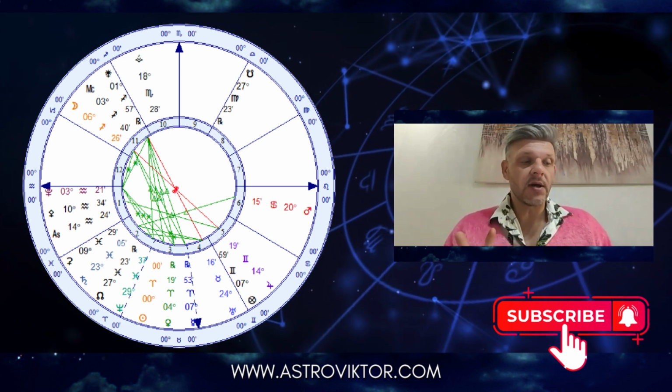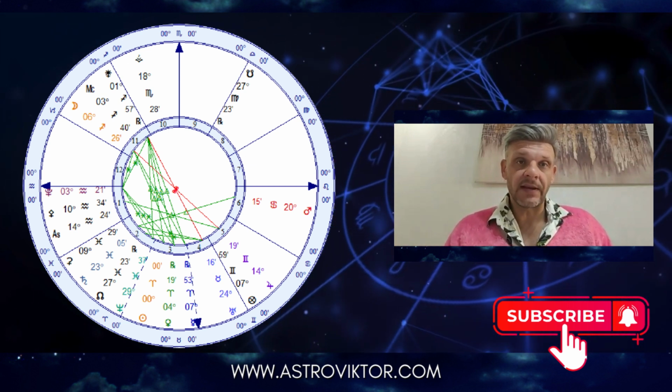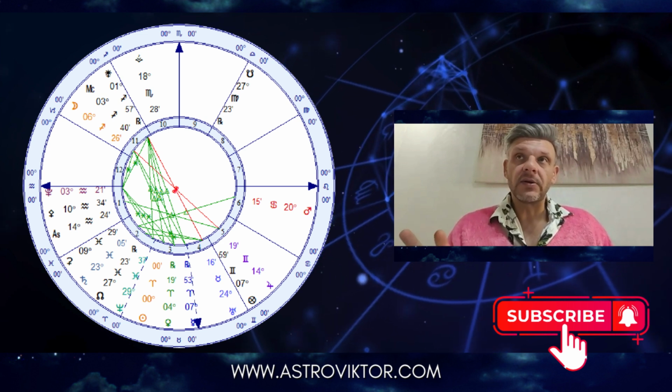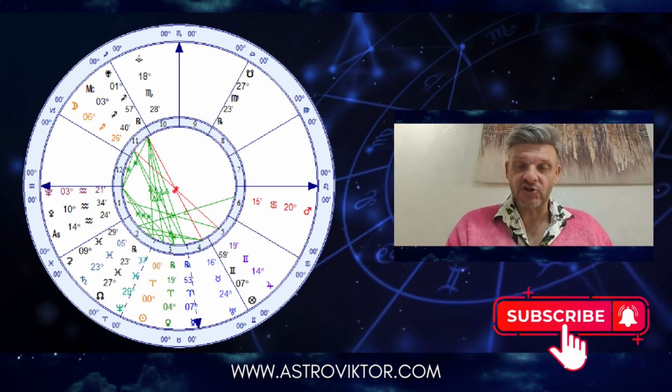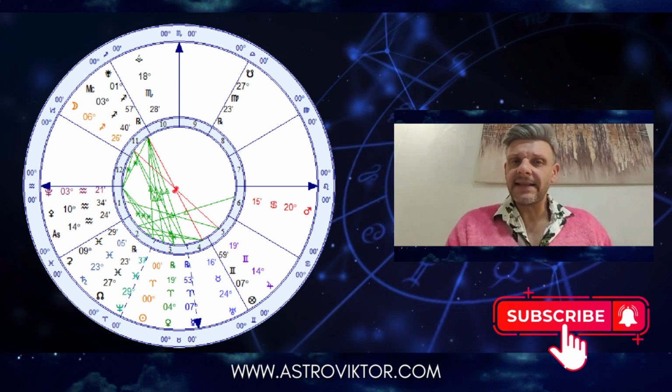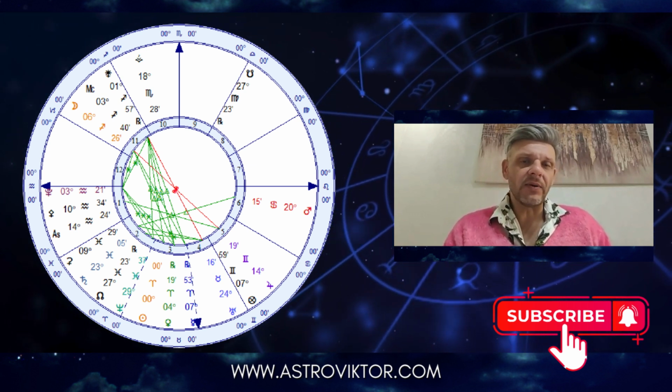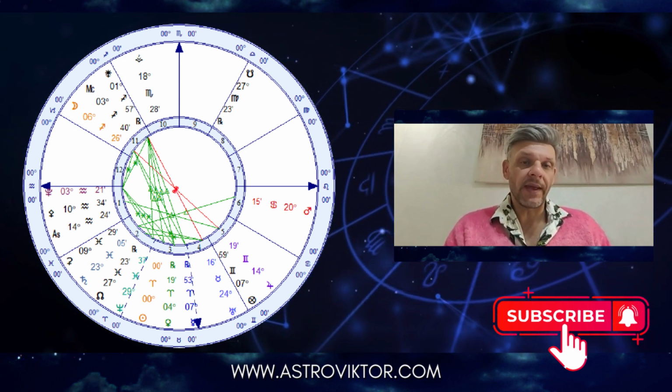But in a country's chart, I like using the outer planets as well as co-rulers, because they can definitely give an additional layer to our interpretation. So what is standing out in this chart? Well, to start with, we have got Pluto in Aquarius.